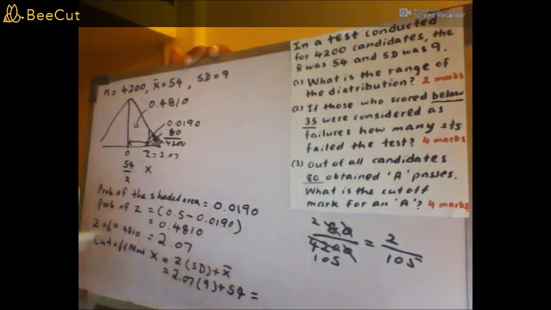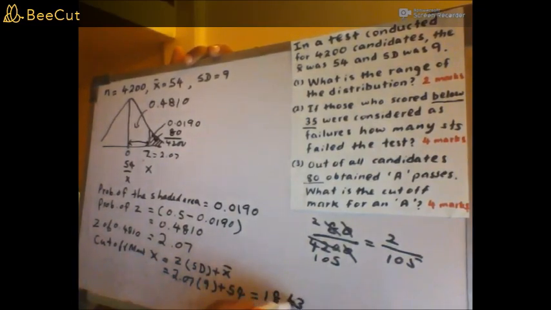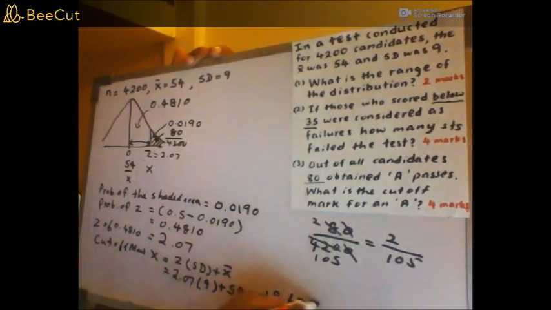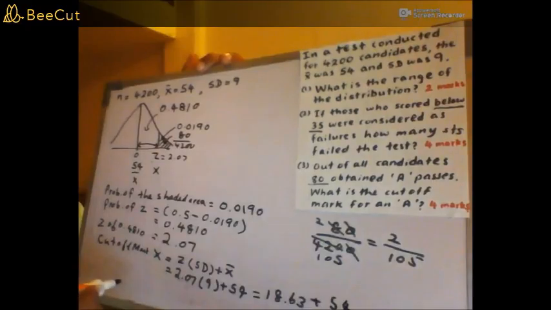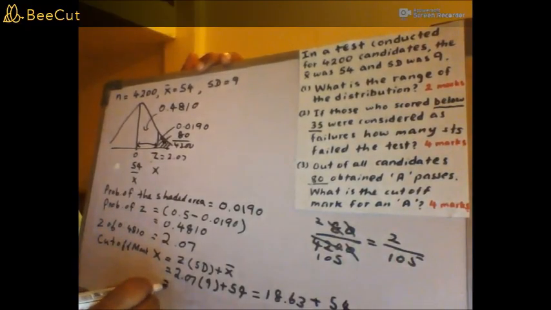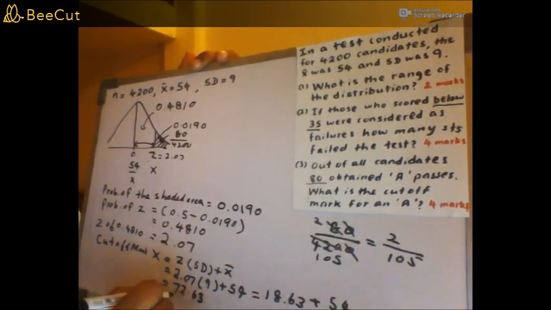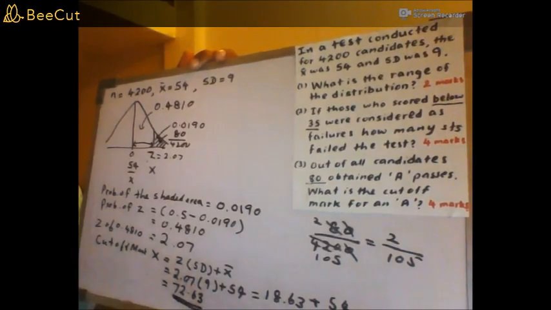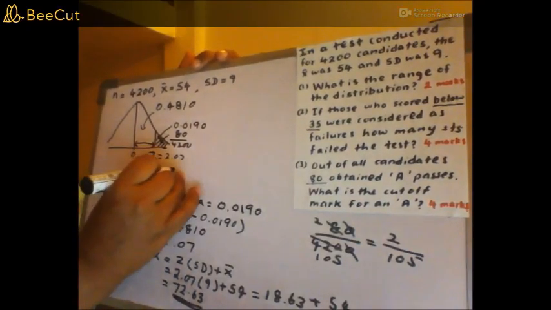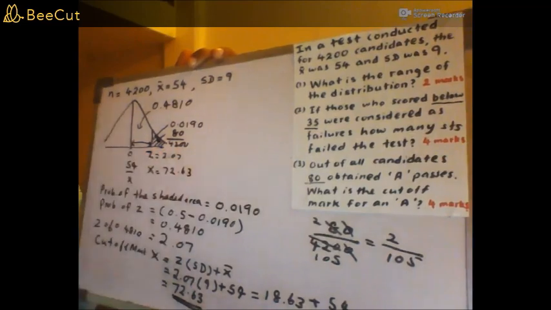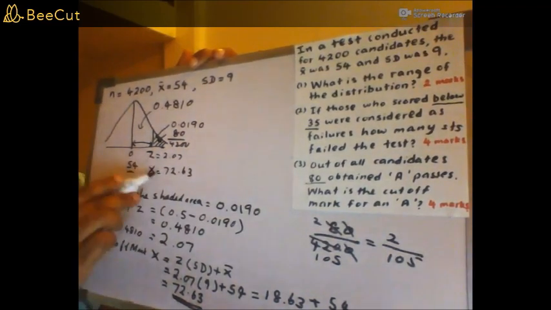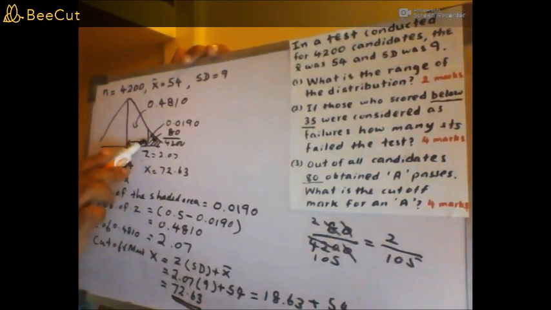Here the answer is 18.63 plus 54. Now the final answer is 72.63. That is the cutoff mark. 72.63. Those who scored above 72.63 got A passes. Cutoff.